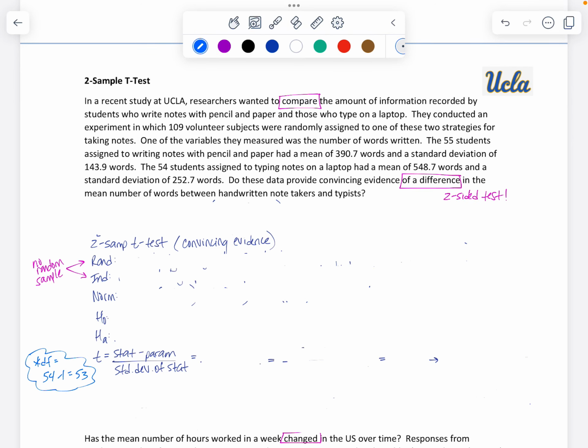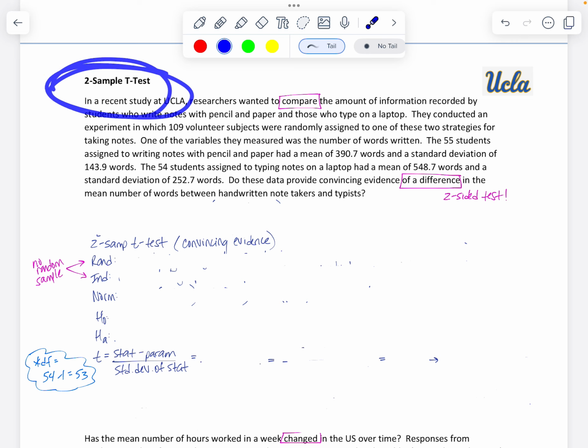All right, guys, very exciting times today. We are doing a 2-sample t-test, so flip in your notes packet. We are doing a 2-sample t-test, and here is the prompt.